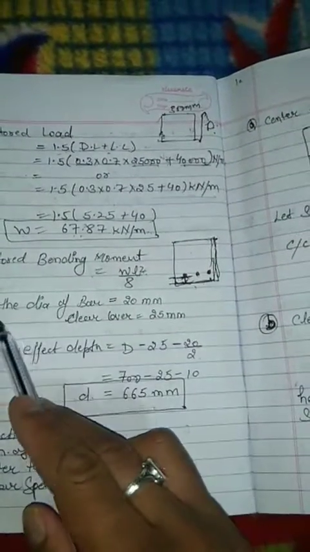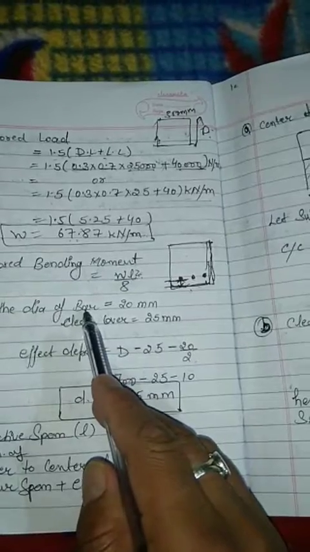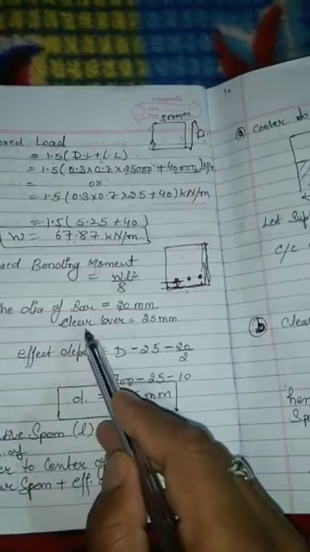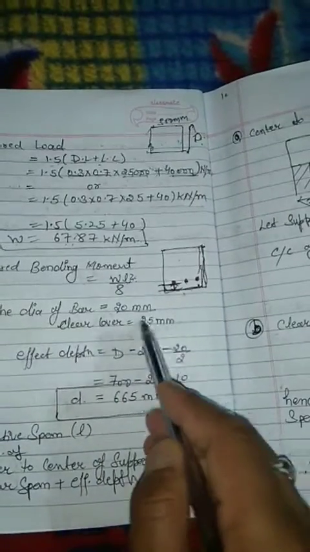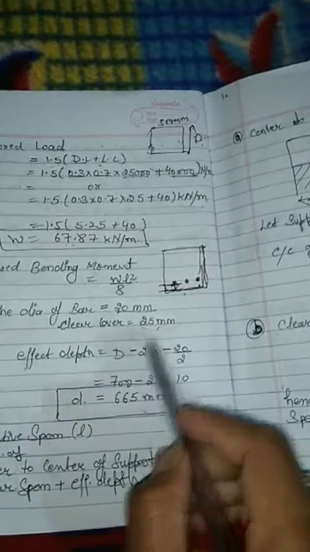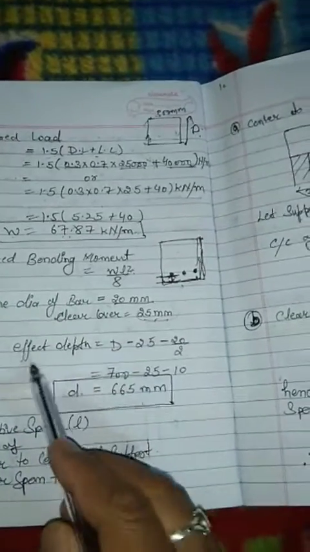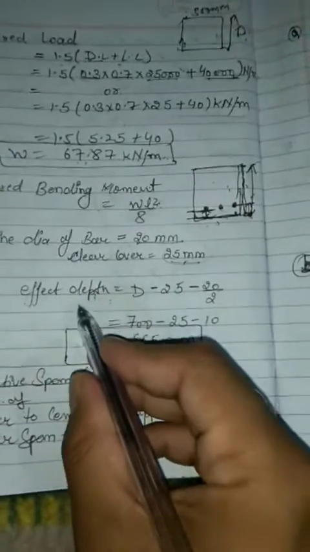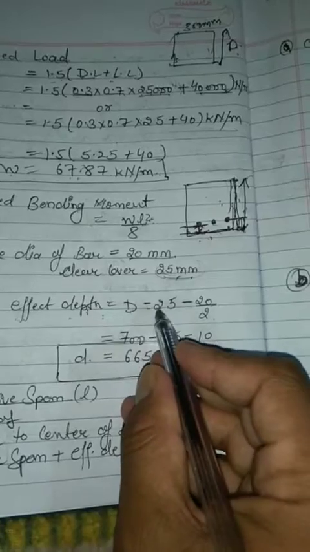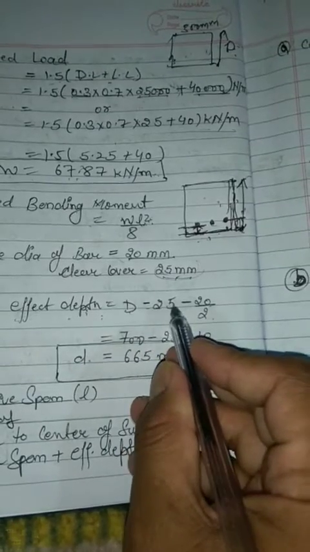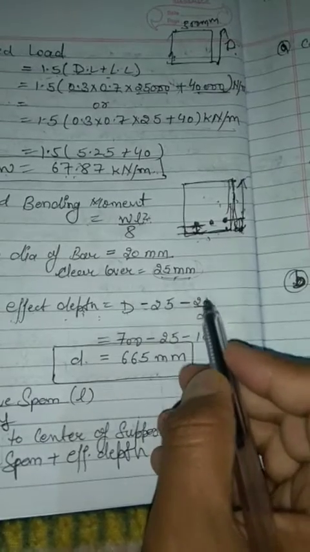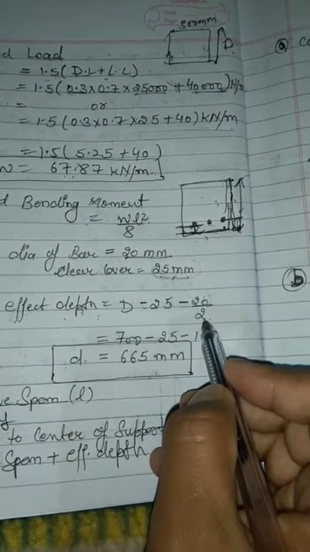Let us take the diameter of the bar that we will use as 20 mm, and suppose the clear cover is 25 mm, which we are just assuming for the beam. So effective depth will be equal to your overall depth minus the clear cover that we have provided minus the diameter of the bar that we have assumed divided by 2, half the diameter.